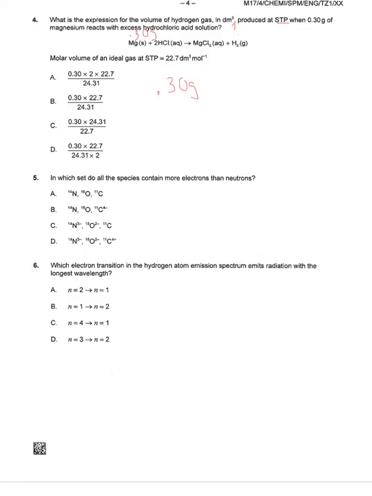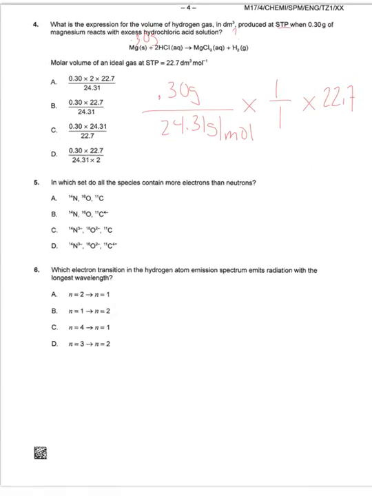So I do that by dividing by the molar mass of magnesium, 24.31 grams per mole. And once I have that, then I can multiply by the molar ratio of hydrogen to magnesium, which is 1 to 1. And then finally, I can multiply by 22.7 liters per mole to get my resulting volume. Looking at my choices then, B would match what I've come up with.